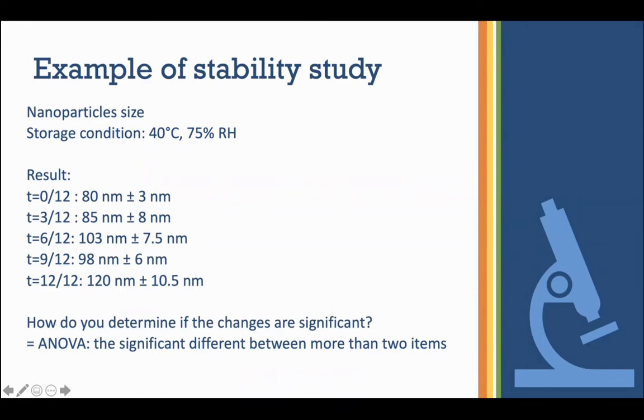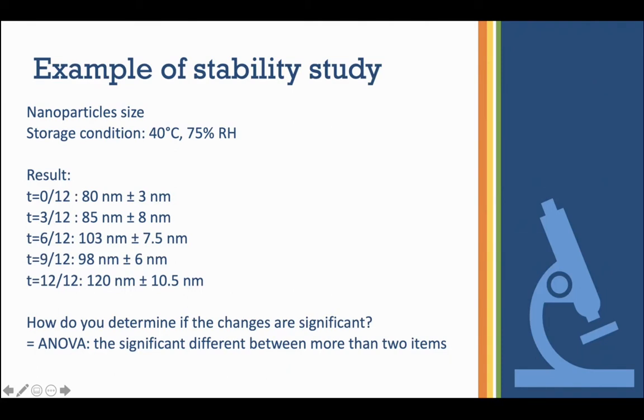The result obtained is as follows. At time 0, the nanoparticle size recorded was 80 nanometer plus minus 3 nanometer standard deviation. And 3 months later, when you took a sample from the stability chamber and tested the particle size, the size was recorded at 85 nanometer plus minus 8 nanometer standard deviation. So you see, after 3 months, there is some increment in the particle size.